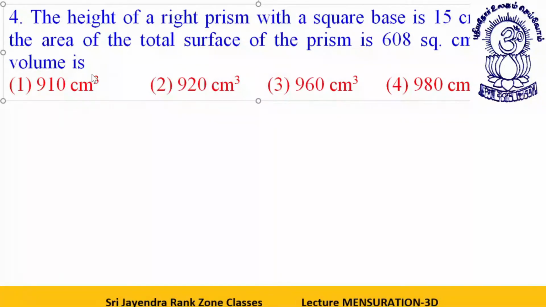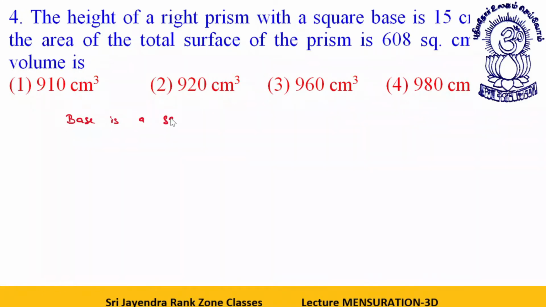The height of a right prism with a square base. Now base is a square. Therefore base area is how much? Therefore base area is side square. That is 15 square or 225. The area of the total surface of the prism is 608. Its volume is?